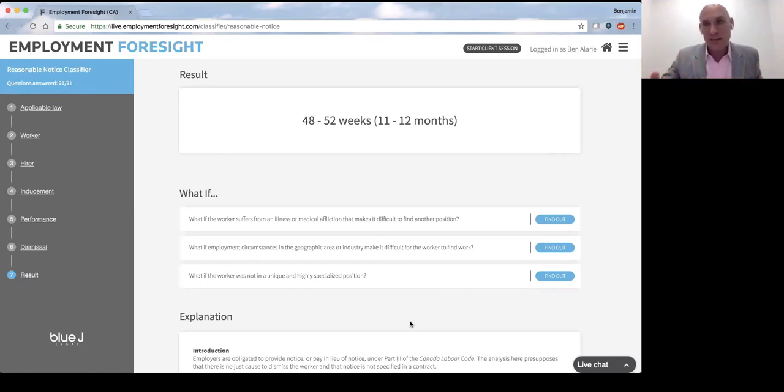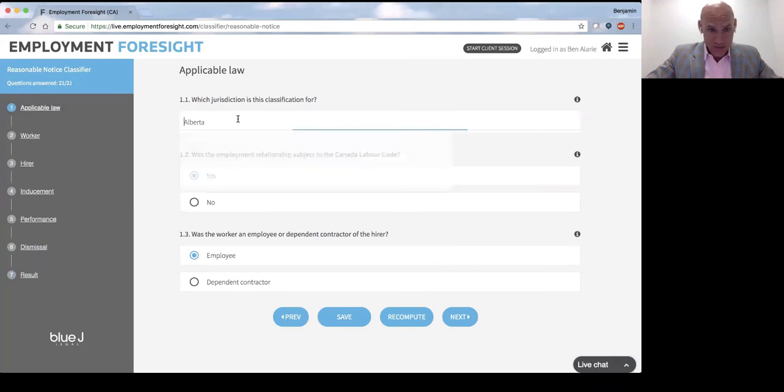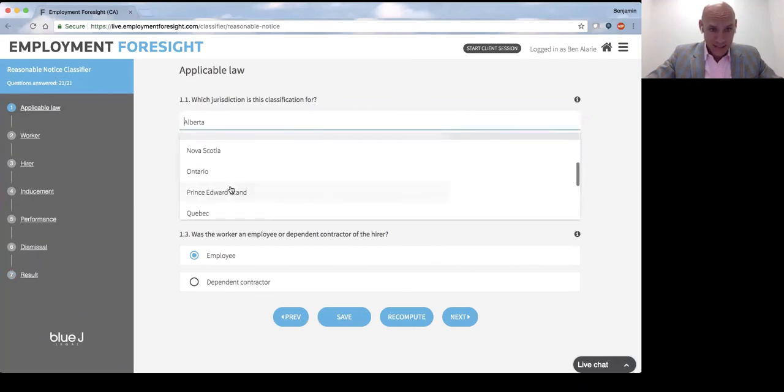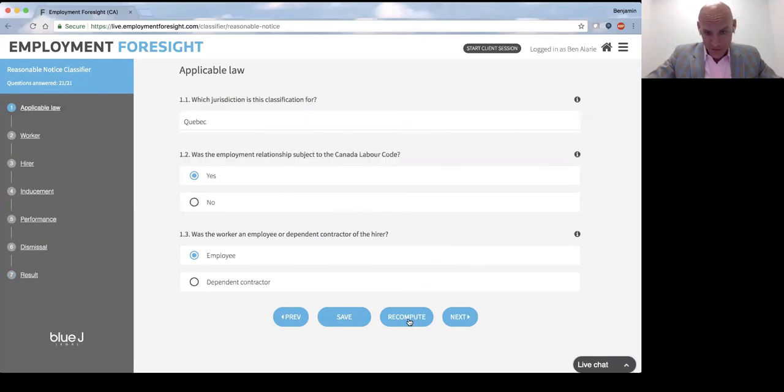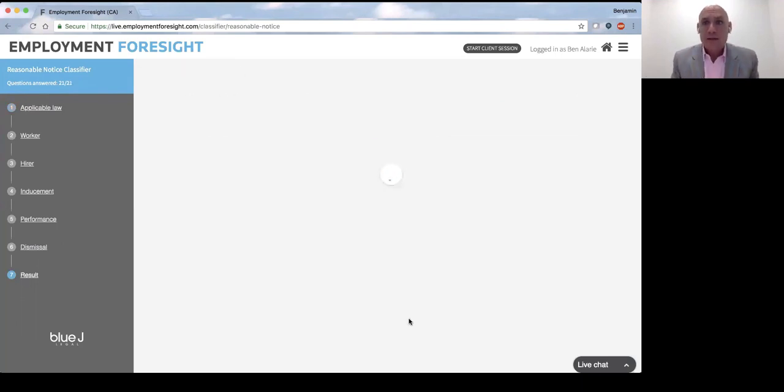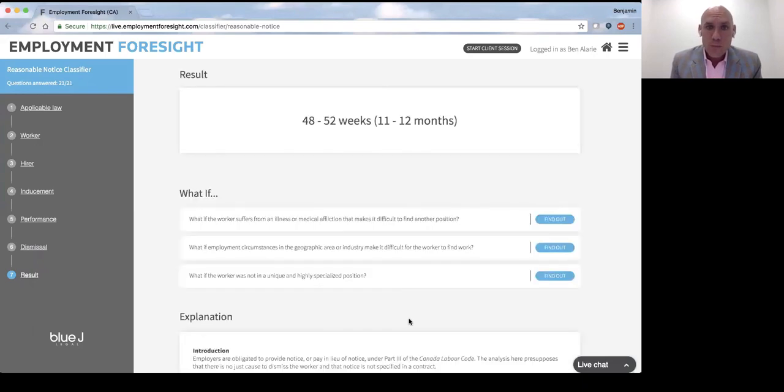So it looks like the Albertan courts in situations like this would offer slightly less notice than the Ontario courts. I'm just curious, so I'm going to switch this now to Quebec and see if there's any difference from Ontario. Okay, it looks like Quebec generates the same result here.